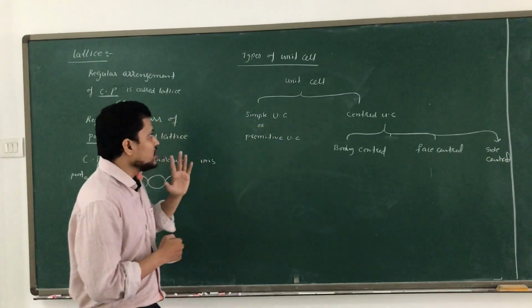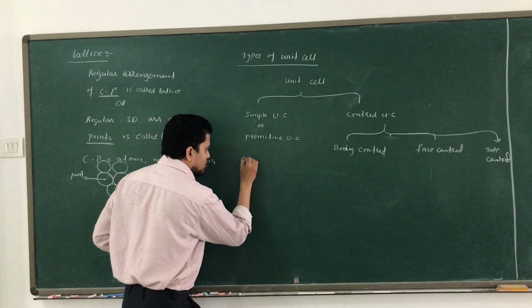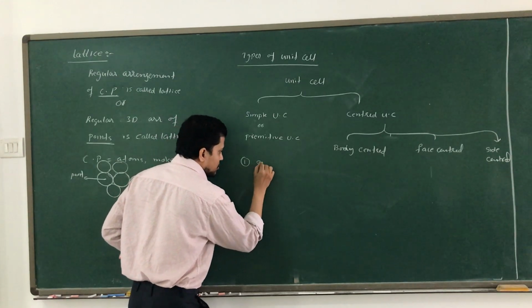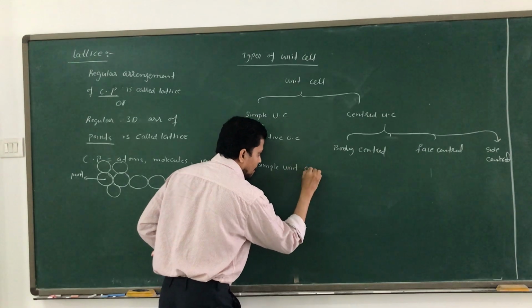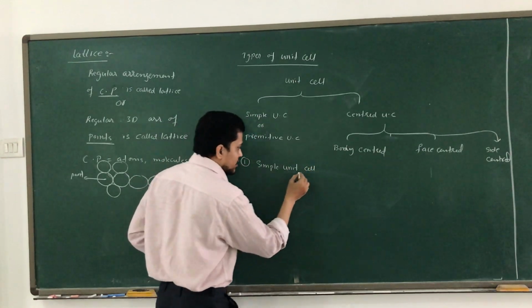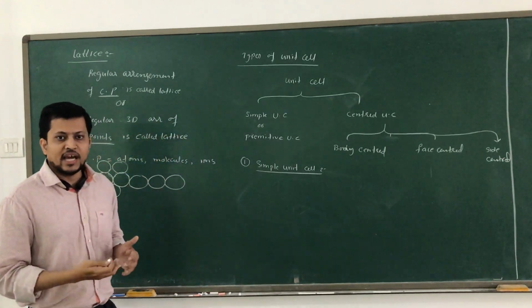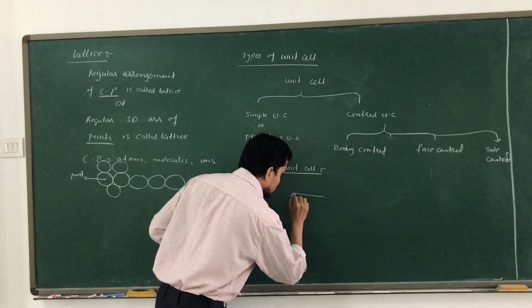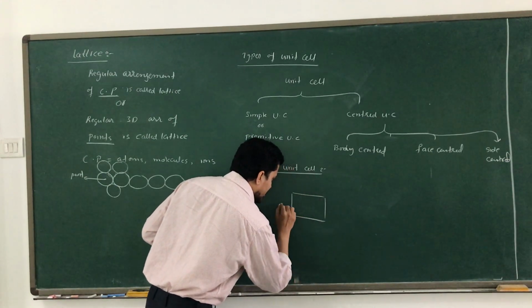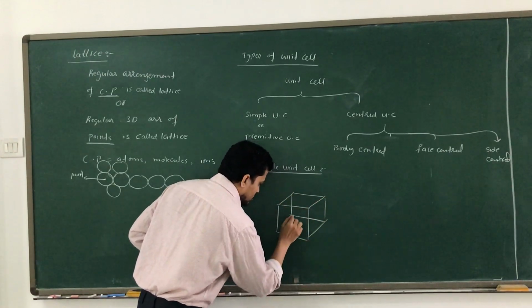So first we will go for simple unit cell or primitive unit cell. So first one I am going to explain you first. Simple unit cell. So see, in this simple unit cell, where the atoms are present. If I draw the unit cell, it will be like this. This is going to be very important. You must need to understand this perfectly. So listen carefully over here.